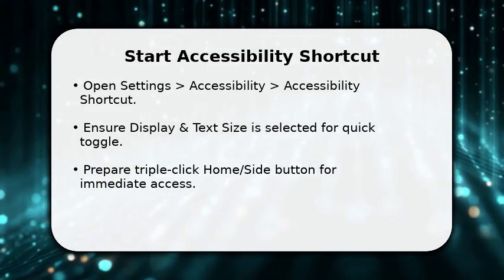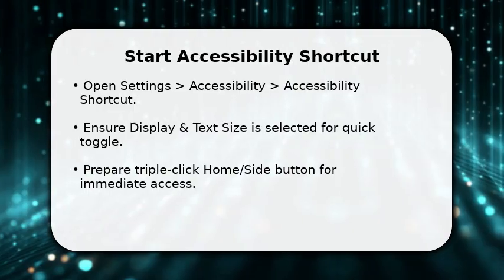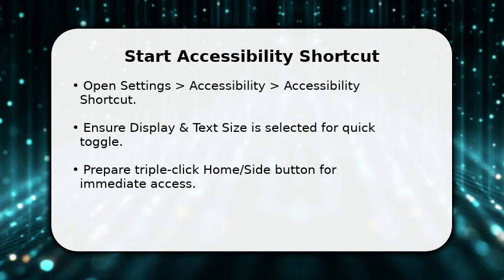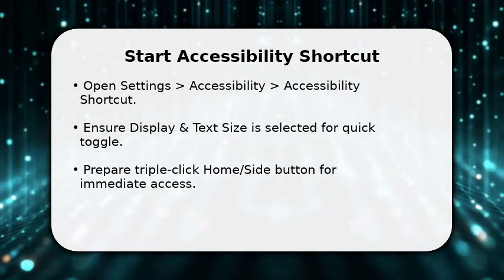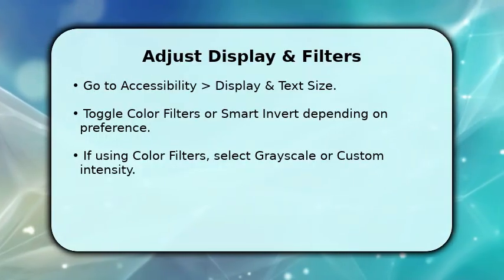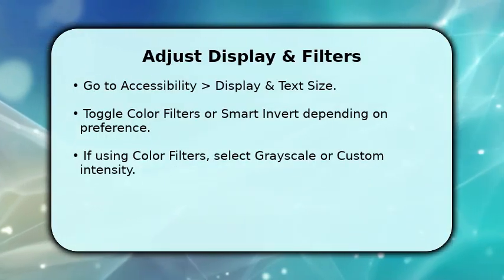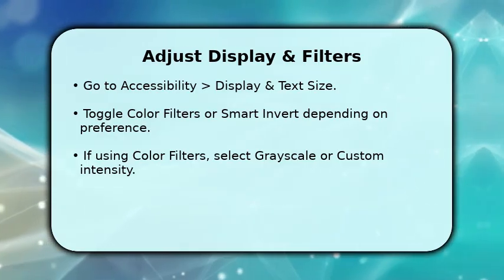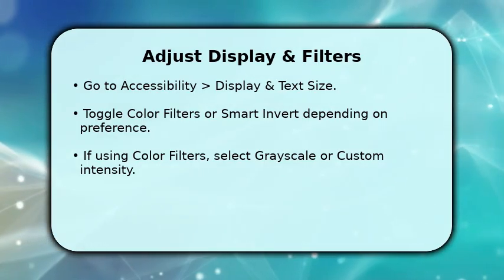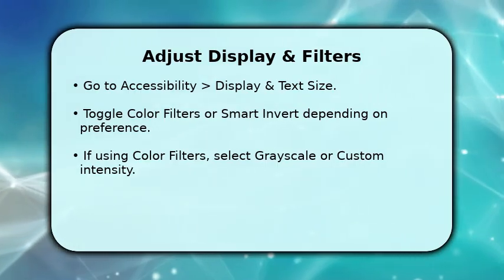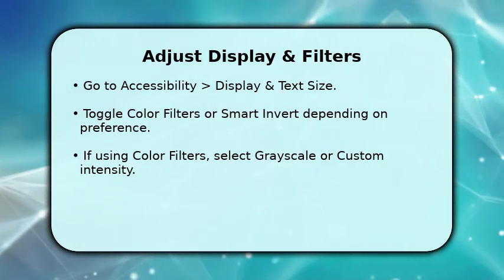Make sure your device responds to a triple click and practice once to confirm the shortcut is active before proceeding to filter adjustments. Now you'll open Accessibility Display and Text Size to choose how to invert. If you prefer a full system flip, turn on Smart Invert. It preserves photos and UI contrast. For more control, enable color filters and pick the invert or grayscale option, then adjust intensity so images remain readable.